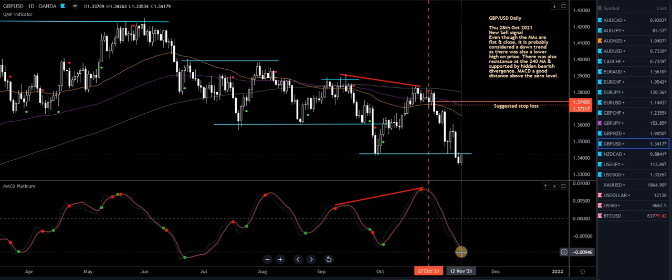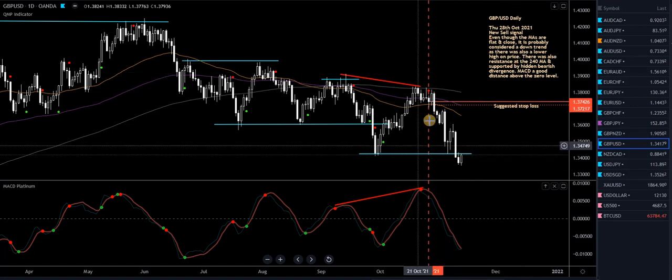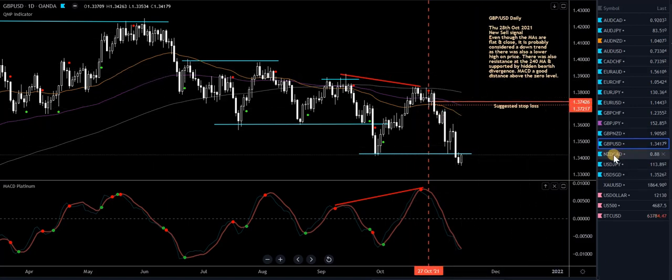MACD Platinum's well below the zero level. Still no rush to move the stop yet. So we're in a winning trade there on the Pound USD.